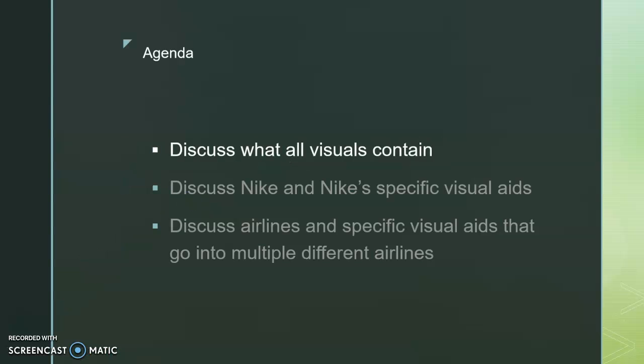So our agenda. We're going to discuss what all visual aids contain and what a visual aid is. We are going to discuss Nike and Nike-specific visual aids attributing to their sales market as well as to their target audience and the types of different logos that their specific logo attributes. We're also going to discuss airlines and specific visual aids that go into multiple different airlines, attributing to their logos, their passengers per year, etc.